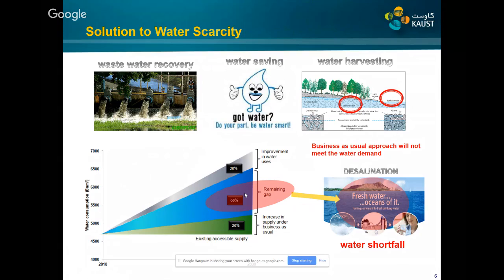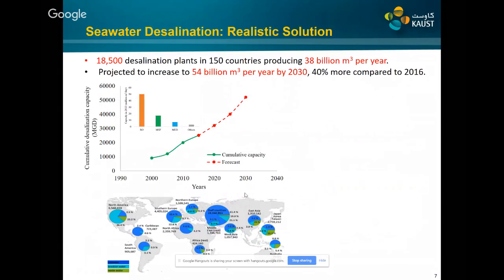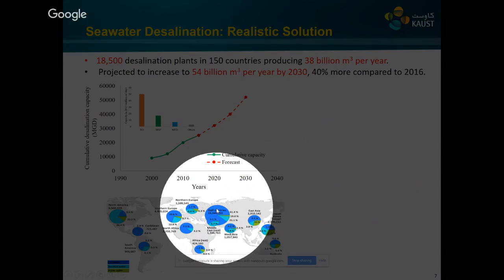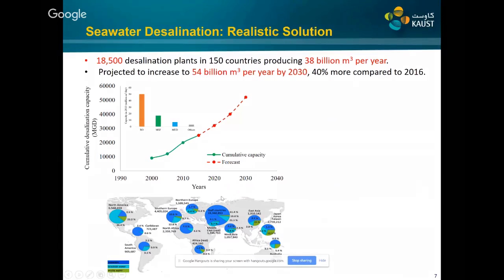Seawater desalination is not new. It is already installed: over 19,000 plants in 150 countries. Those are producing 38 billion cubic meters per year, and it is projected to increase to around 54 billion by 2030. And we can see it is installed in the Gulf countries.